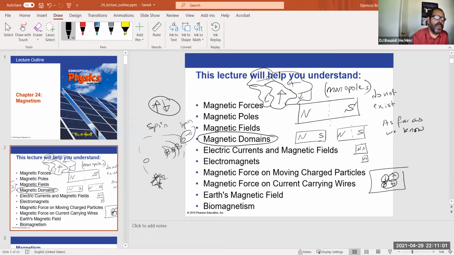More or less, the different domains will have a net orientation. This one this way, that one this way, this one probably this way. But in all, on average, they have a net magnetization that is pointing in a specific direction. And now you have a permanent magnet.